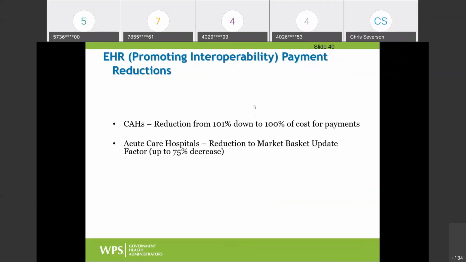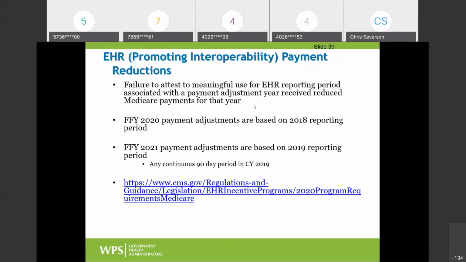And then the last topic we had here was the EHR, what's now known as promoting interoperability, the payment reductions. I know we only have a couple of minutes, but I just wanted to point out that this payment reduction applies when either an acute or a critical access hospital does not attest to meaningful use for a certain year, but it's not just that particular year that it applies to. So for example, currently the federal fiscal year 2021 payment adjustments are based on how you attested in your 2019 reporting period. And we have a link to the EHR portion of the CMS website that discusses this.